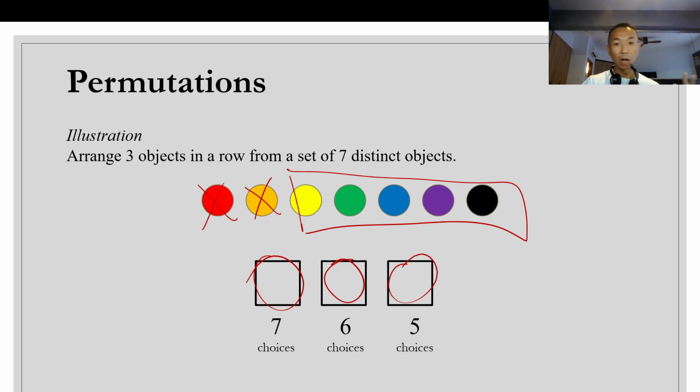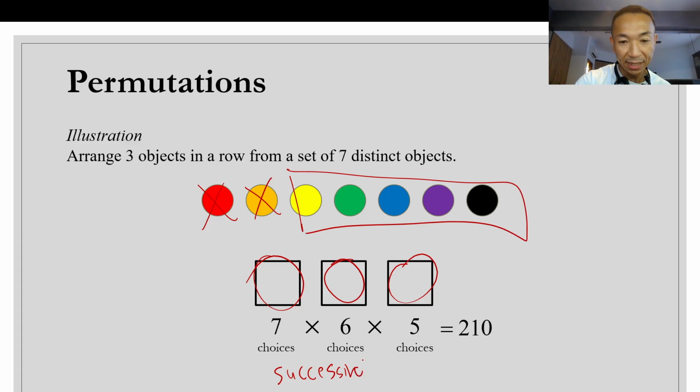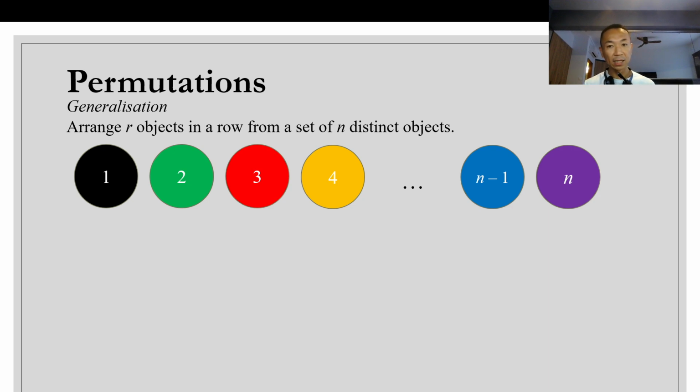Now, as I said just now, you use the multiplication principle. Why? Because these are done successively. That means one after another. You can't add because they are not mutually exclusive. You choose one followed by the other. So that is the number of ways that we can arrange the 3 objects out of 7 distinct objects. Now, is there a formula that we can use? The answer is yes. Let us suppose I have n different objects.